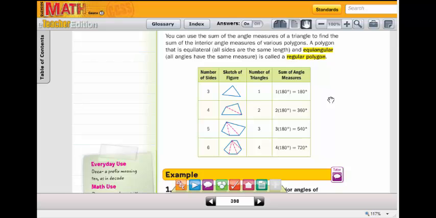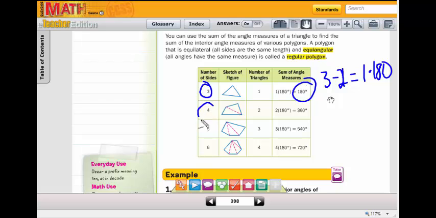Now let's take a look at what that means. For example, if you have 3 sides, well obviously that's a triangle, and we know that you have 180 degrees. And if you think about that, that would be 3 minus 2, which is 1, times 180. So our answer is 180.